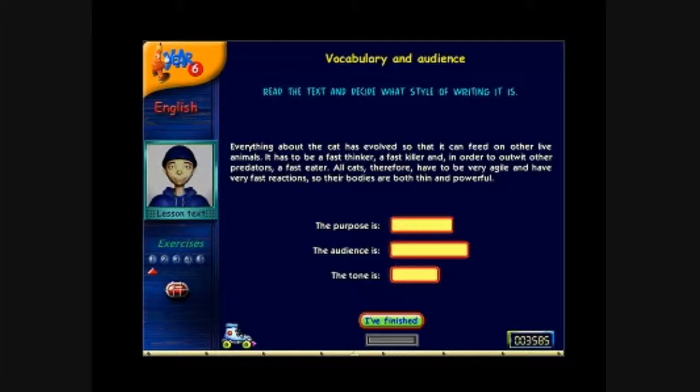The purpose is... everything about the cat. Fact. It's a fucking fact or a description, I suppose. The audience is... Well, it's not going to be fucking general, probably. Both. The tone is formal. Yeah!